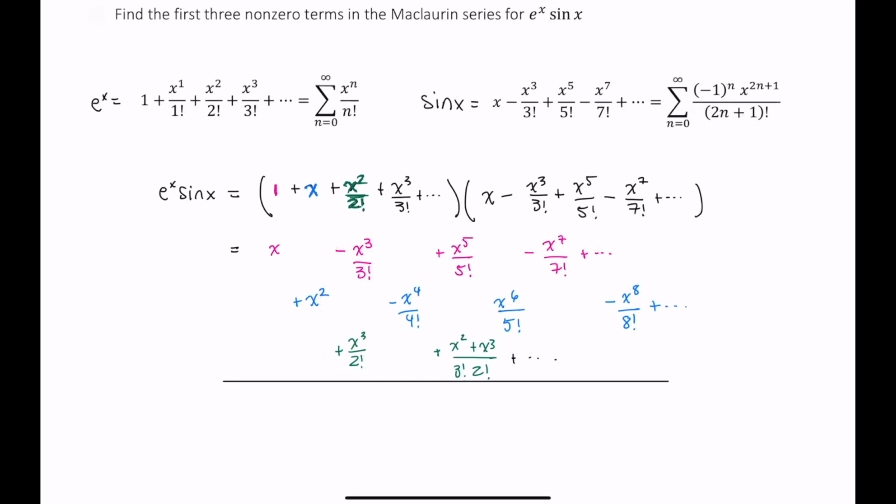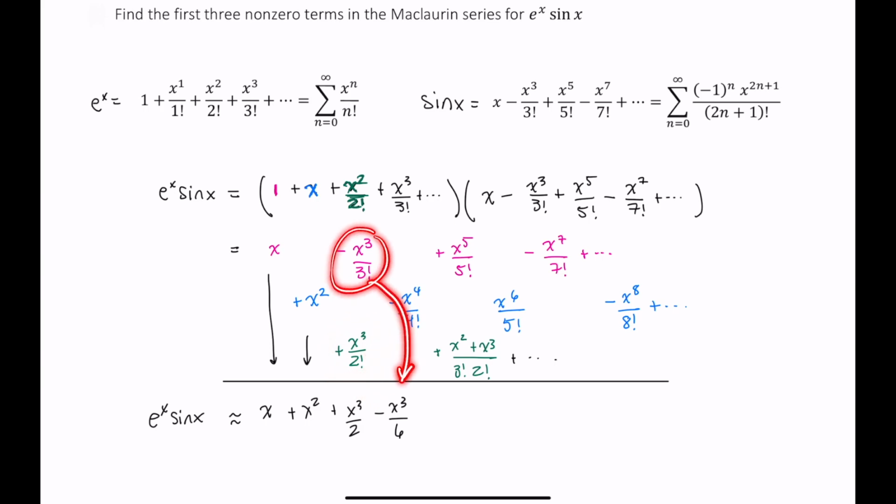All right, so what do we end up with? We end up with e to the x sine x, and I'm going to change this to approximately, since it's only the first three terms, is x plus x squared plus x cubed over 2 minus x cubed over 6. So x cubed over 2, 2 factorial is 2. X cubed over 3, 3 times 2 is 6. That's where I get this in the denominator.